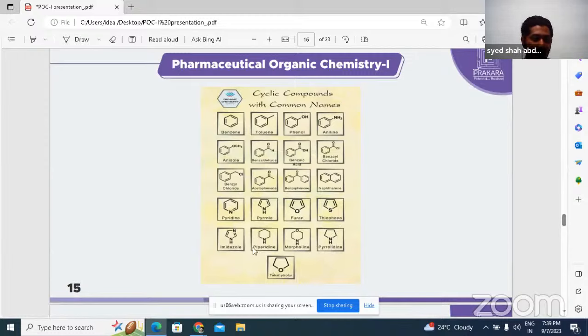tetrahydrofuran, piperidine, imidazole. These are certain common names. Actually, why these common names have been mentioned is because we will be studying them by their common names mostly, rather than their IUPAC names. The IUPAC name is not of the most importance for them when you study. Like when you study benzene, you will study it as benzene. You won't mention its IUPAC name. And like heterocyclic compounds, you will study them as pyridine, pyrrole, furan, thiophene, imidazole, like that.